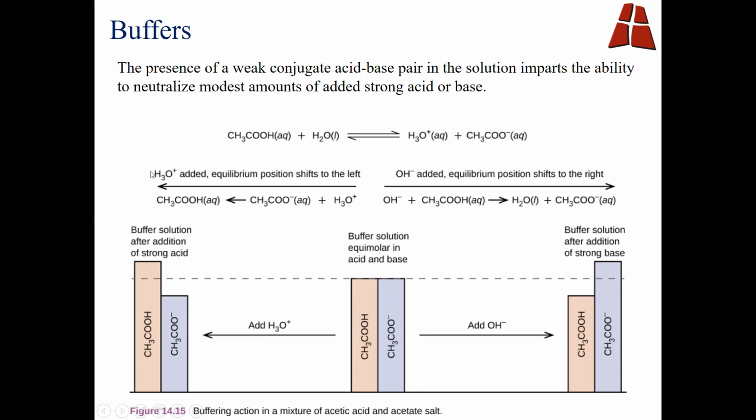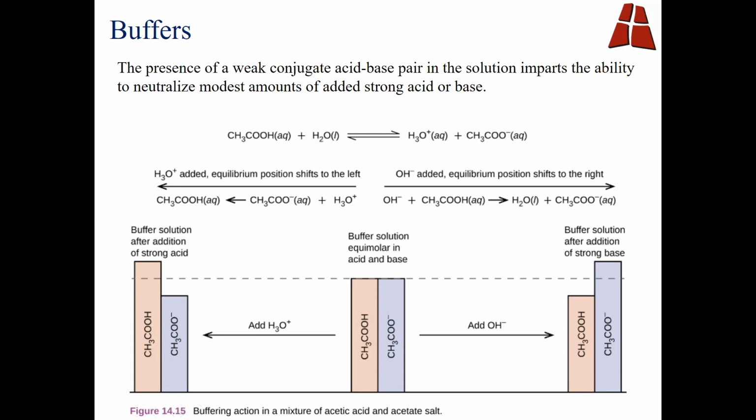then if we add more hydronium, so in the form of HCl, for example, or an HCl solution, then that hydronium will react with our conjugate base to form more of our acetic acid. So our ratios between the two will shift to where we have more acetic acid present than acetate after we add HCl. But because we still have a good amount of our acetate left over, that means that we'll see a minimal change in our pH.